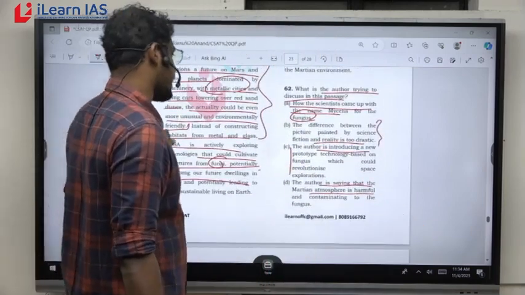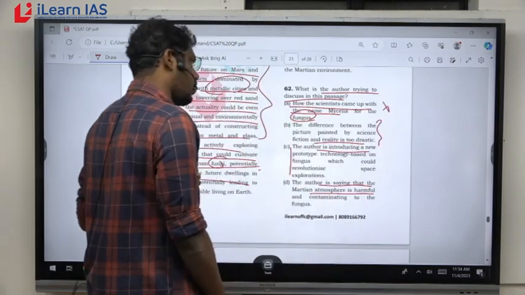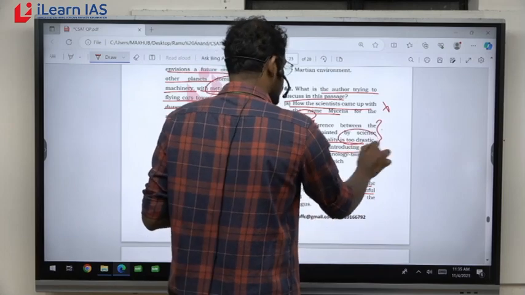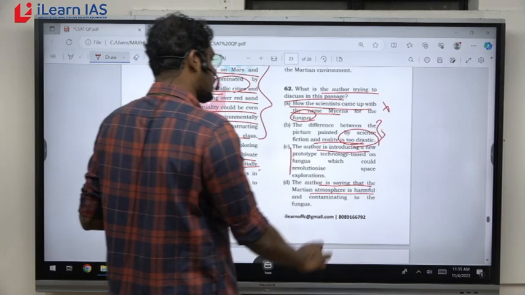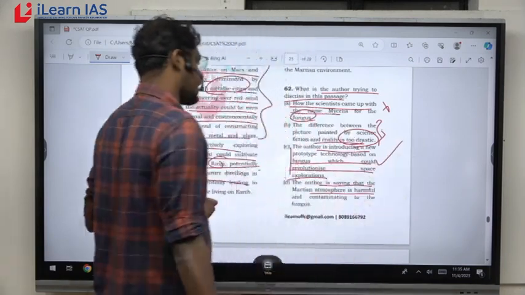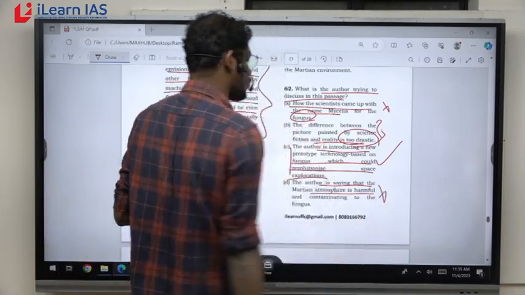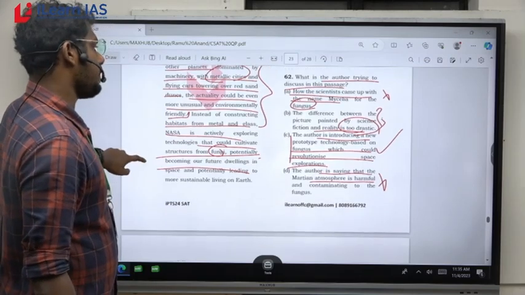In that case, we can say, how the scientists came up with the name of mycelia for the fungus? No. The difference between the picture painted by science fiction and the reality is too drastic? It's too drastic. No, that's not the idea. The author is introducing a new prototype technology based on fungus which could revolutionize space exploration. That seems correct. The author is saying that the Martian atmosphere is harmful and contaminating to the fungus. No, such an idea is not mentioned in the passage. So the answer for question number 62 is option C.